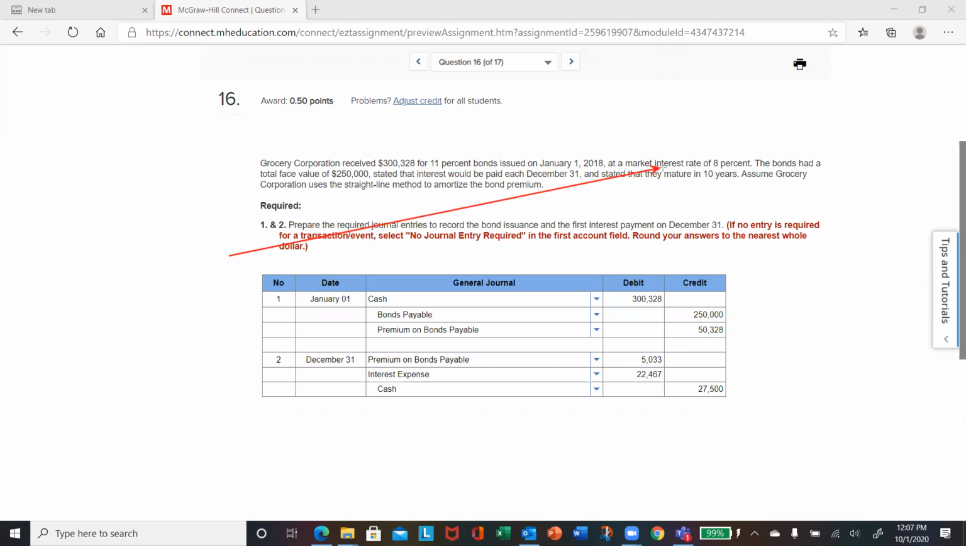Bonds pay more than the market, so it's a premium bond. The face of the bond's 250. Interest is paid December 31st, mature in 10 years. Again, using straight line method. So the issuing of the bond is on January 1st. You debit cash for what they received. Always credit bonds payable for the face amount. And of course, the difference, what they're receiving above the face is called the premium. So it's called premium bonds payable.